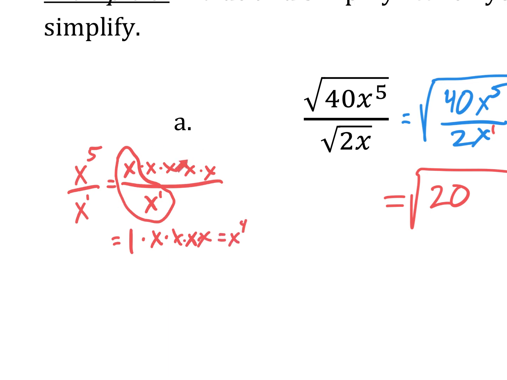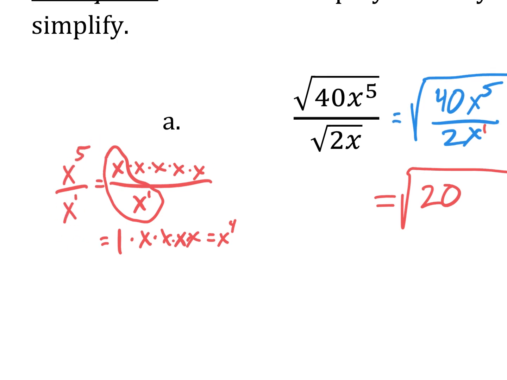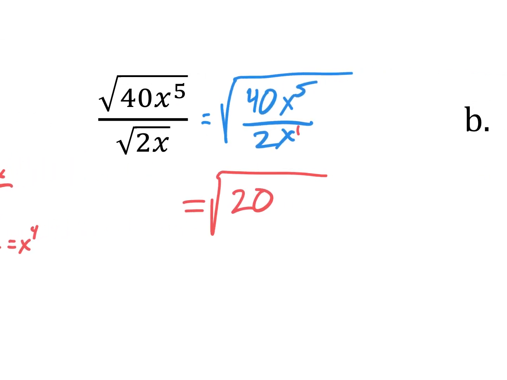Well, we don't want to write this out every time. When we're dividing powers, we subtract the exponents. 5 minus 1 is 4. So this simplifies to x to the 4th. These two divide. Well, look, we don't even have a fraction anymore. So let's go ahead and break it up: things we can square root and things we can't square root.